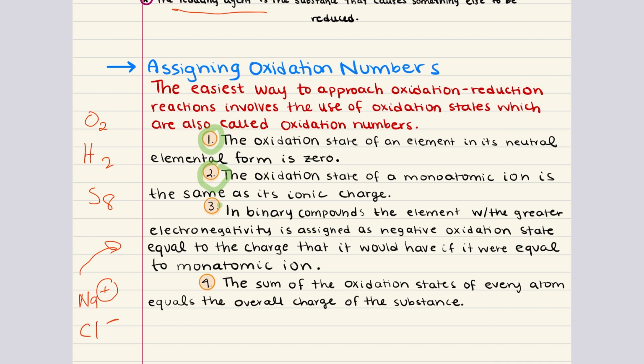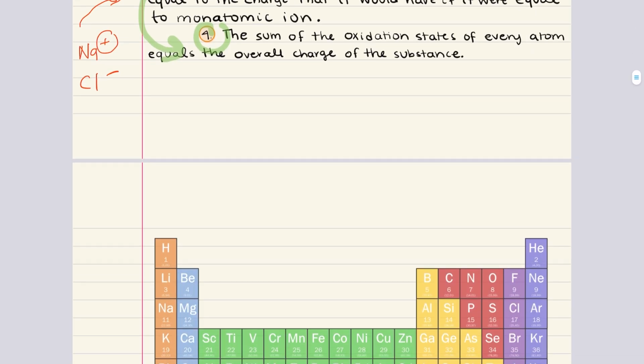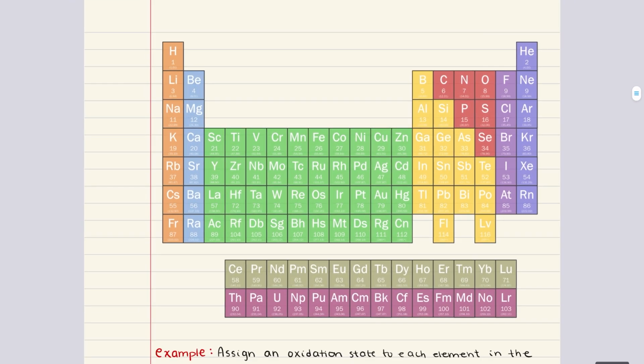The third rule states that in binary compounds, the element with the greater electronegativity is assigned a negative oxidation state equal to the charge it would have as a monatomic ion. And the fourth rule says the sum of the oxidation states of every atom equals the overall charge of the substance. To fully understand these last two rules, we need to go over some general trends in oxidation numbers. And to do that, we're going to look at the periodic table.